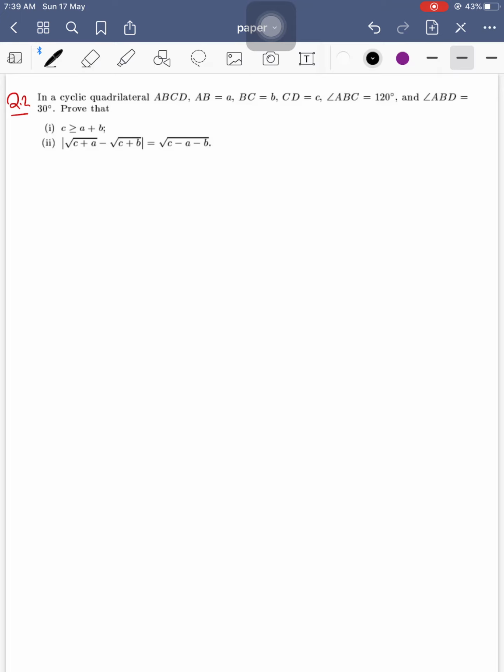Okay, move to the next problem. This is 2006 Indian National Mathematics Olympiad problem number 5, and here is a view of this geometry problem. In a cyclic quadrilateral ABCD, AB equals A, BC equals B, CD equals C, angle ABC is 120, angle ABD equals 30, and we have to prove two results. Okay, let us draw a figure. ABCD is a cyclic quadrilateral.